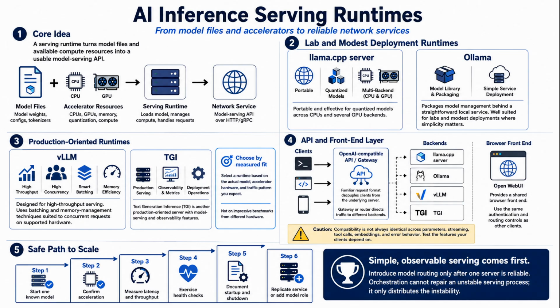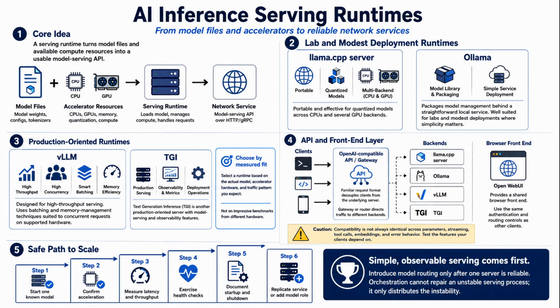An OpenAI-compatible API can decouple clients from the underlying server. Applications use a familiar request format while a gateway or router directs traffic to llama.cpp, Ollama, vLLM, or another backend. Compatibility is not always identical across parameters, streaming, tool calls, embeddings, and error behavior, so test the features your clients depend on. Open WebUI can provide a shared browser front end, but it should use the same authentication and routing controls as other clients. Introduce model routing only after one server is reliable.